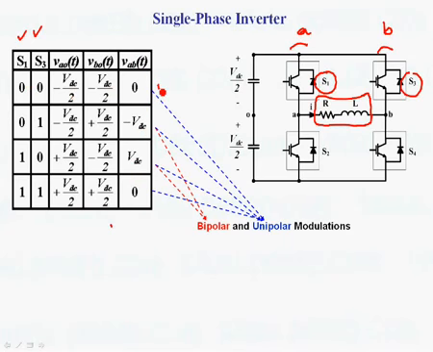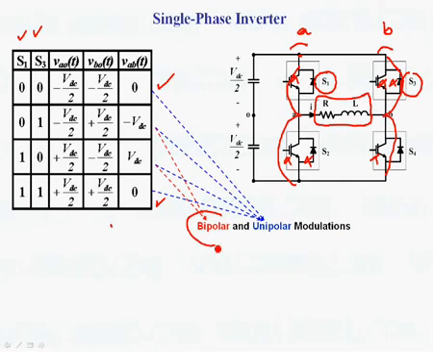That means for this case and this case we get zero voltage across the load when these two switches are on or these two switches are on. So we get minus VDC when this point is connected here and this point is connected here when these switches are on. We get plus VDC when this terminal is connected here and this terminal is connected here. So that's why we define bipolar and unipolar modulation for single phase inverters.